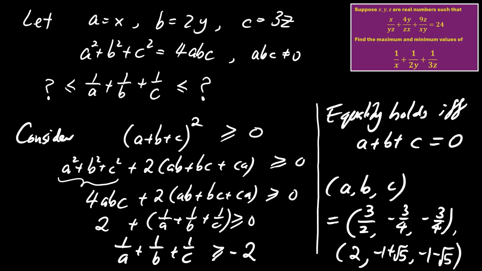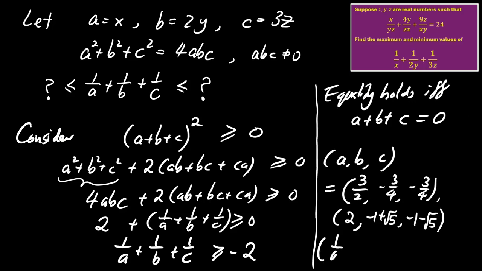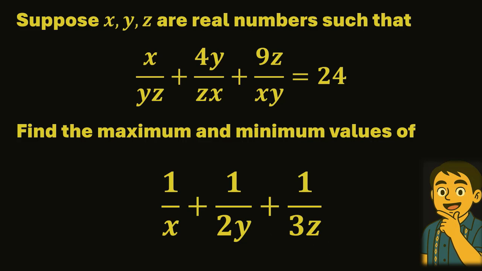And a lot more. Each of these will give 1 over a plus 1 over b plus 1 over c equals negative 2. So this means that the minimum of 1 over a plus 1 over b plus 1 over c equals negative 2. In conclusion, this expression lies between negative 2 and 4, where negative 2 and 4 are both achievable, meaning that the minimum value is negative 2 and the maximum value is 4.